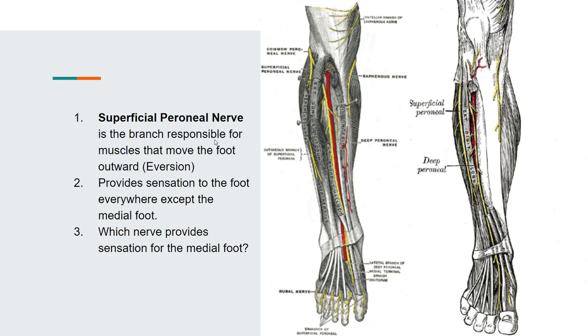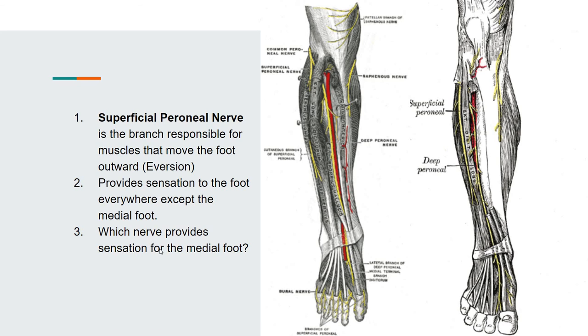Now let's look at the other side. The superficial peroneal nerve, that's coming on this side over here. That's the lateral side. This is responsible for muscles that move the foot outward. That's called eversion, right? So that's if you were to bring this foot out in this direction. It also provides sensation to the foot everywhere except the medial foot. So basically everywhere that the deep peroneal nerve did not do sensation, this does all the rest.